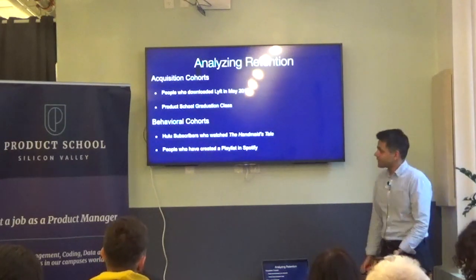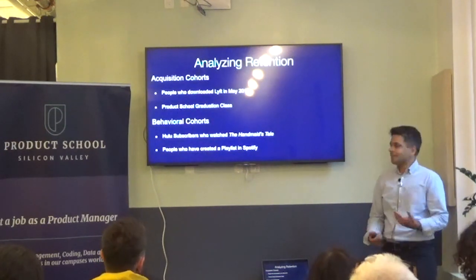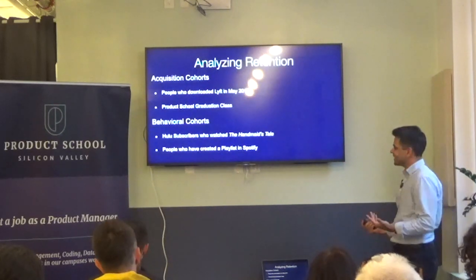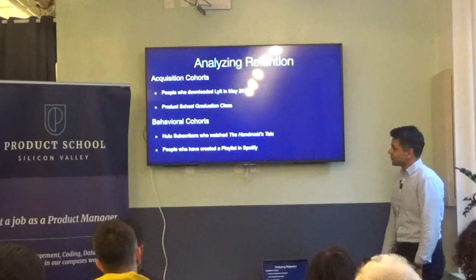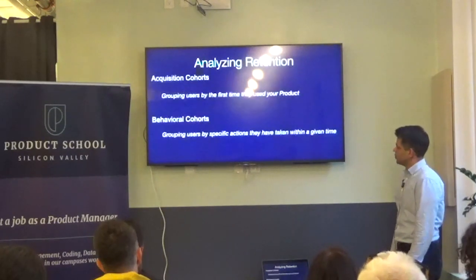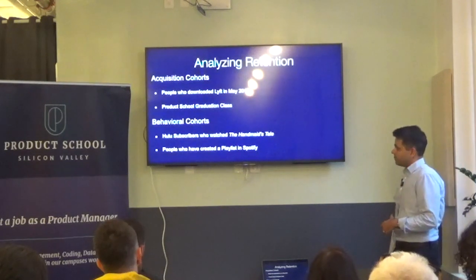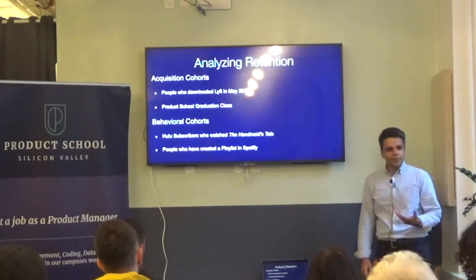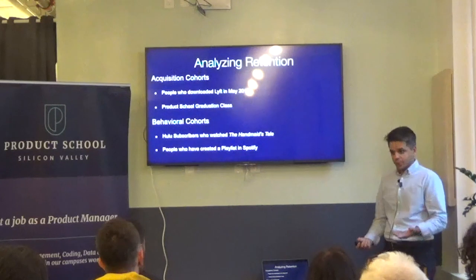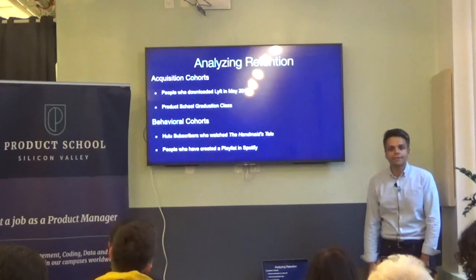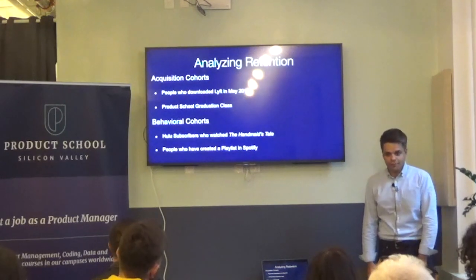People in the Product School graduation class. So if you're in the May 2019 cohort, congrats, you're part of that cohort. Behavioral cohorts are, like we said, people who did a specific action in a given time period. So Hulu subscribers that watch The Handmaid's Tale, that is a cohort of users. And people that create a playlist in Spotify, that is also a cohort of users.